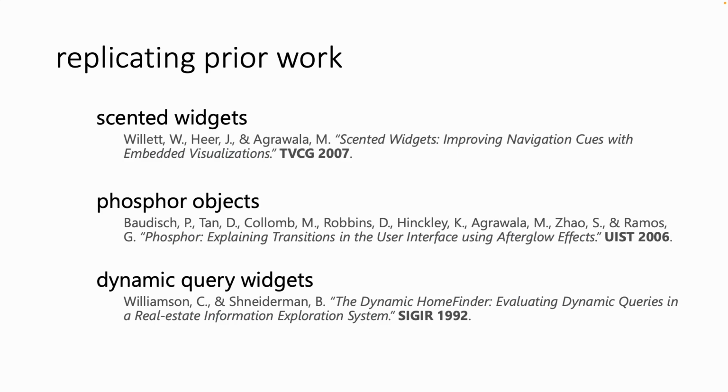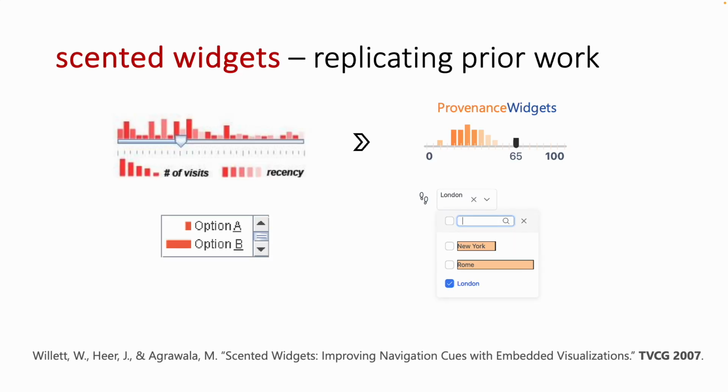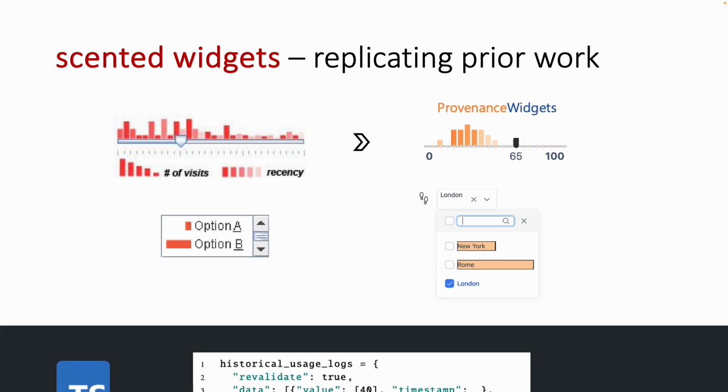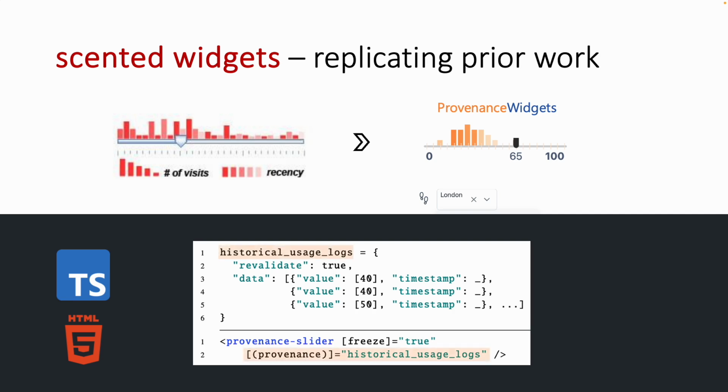Using ProvenanceWidgets, we were able to replicate the core functionalities of three kinds of prior widgets: centered widgets, phosphor objects, and dynamic query widgets. Centered widgets are graphical user interface controls enhanced with embedded visualizations that aid navigation. To replicate these, we override the provenance property with some static data, for example, historical usage logs, and set the freeze property to true, which will literally freeze provenance tracking and always show the preset data.